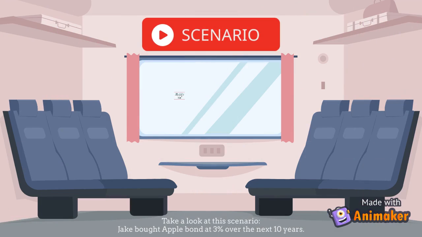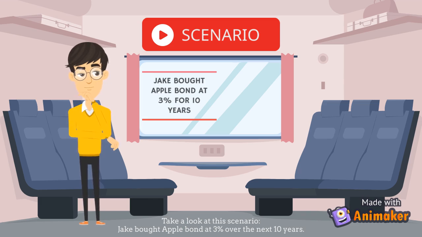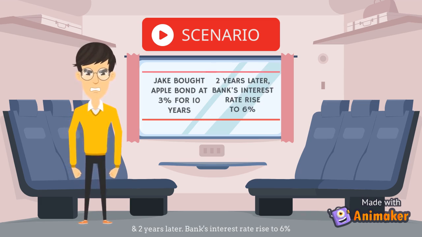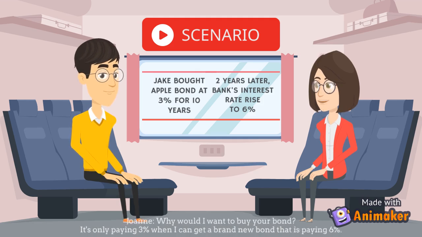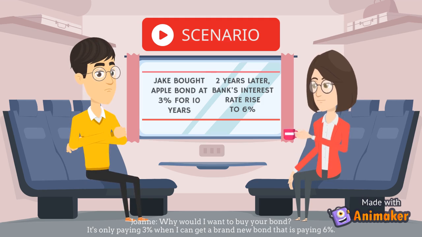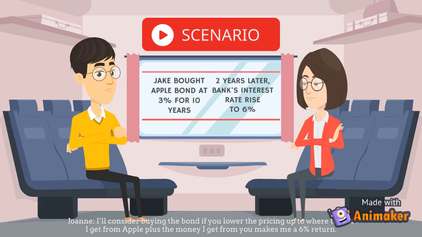Take a look at this scenario. Jake bought an Apple bond at 3% over the next 10 years. Two years later, the bank's interest rate rises to 6%. Hi Joanne, would you like to buy my Apple bond? Why would I want to buy your bond? It's only paying 3% when I can get a brand new bond that is paying 6%. I'll consider buying the bond if you lower the price to where the 3% I get from Apple, plus the money I get from you, makes me a 6% return.